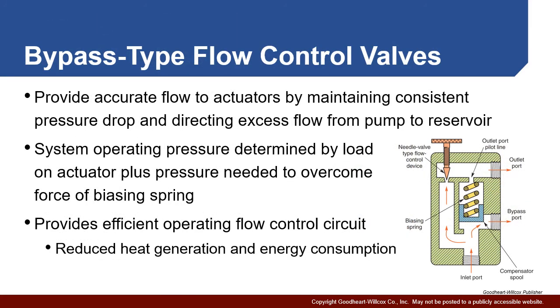Another way to control flow and maintain an accurate flow rate is, again, to use pressure. In this case, it has a bypass built in. So we have our main flow here. If the pressure goes up, it opens this bypass valve, and a portion of the fluid is sent back to the reservoir or bypassed to another part of the circuit.